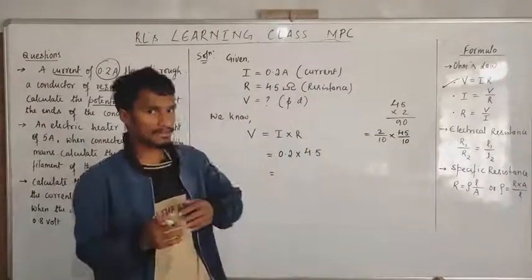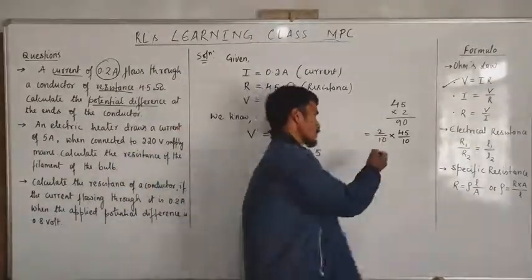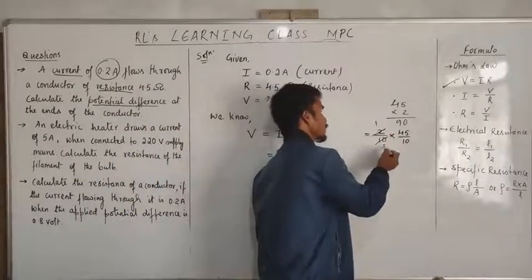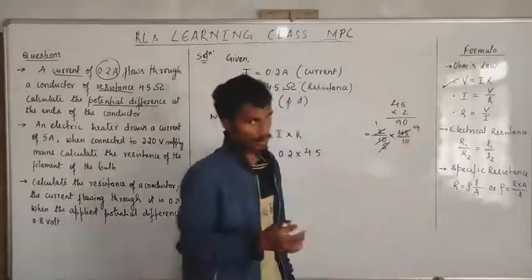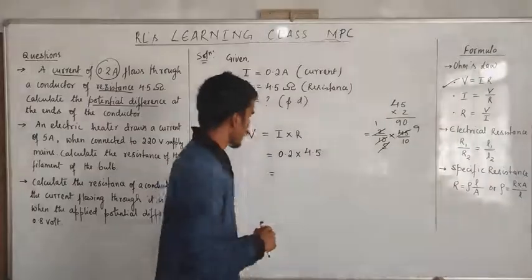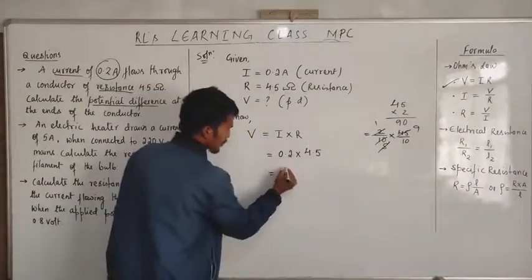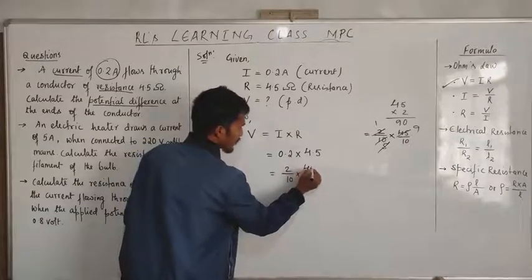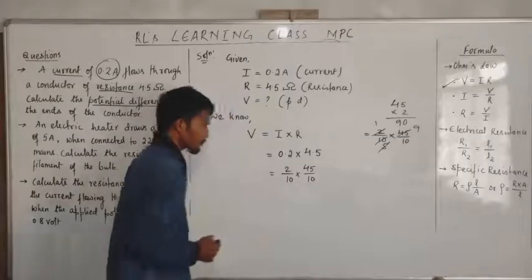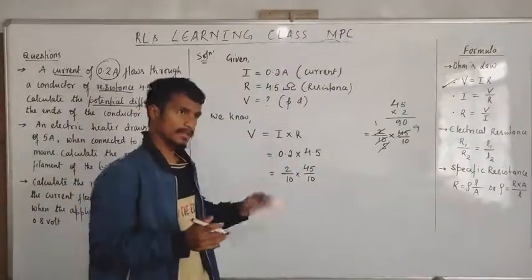Some students, if they remove this decimal point, will cancel this and this. No problem, you can cancel. So 2 into 1, then 2 into 5, then 5 into 9. If you cancel like this, also no problem, you get the answer. Whether you do it like this or like this, we'll get the answer. Now 0.2 I can write as 2 by 10, then 4.5 I can write as 45 by 10. If you multiply, or if you cancel, either way no problem.